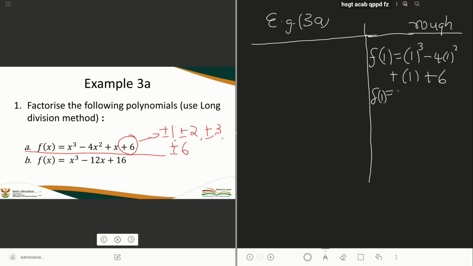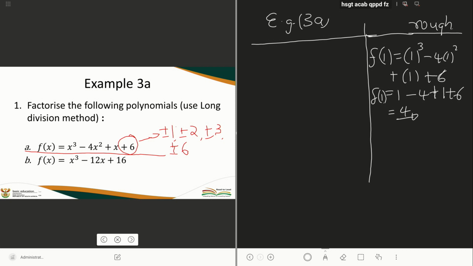You're going to have 1 minus 1 cubed is 1, minus 4, plus 6, or plus 1, plus 6. Then when you simplify this, you're going to get what? Negative 4 plus 2 is negative 2, plus 6 is going to be positive 4.